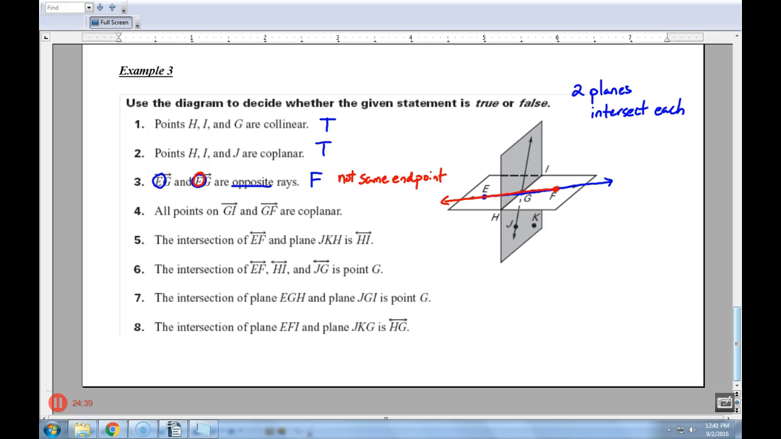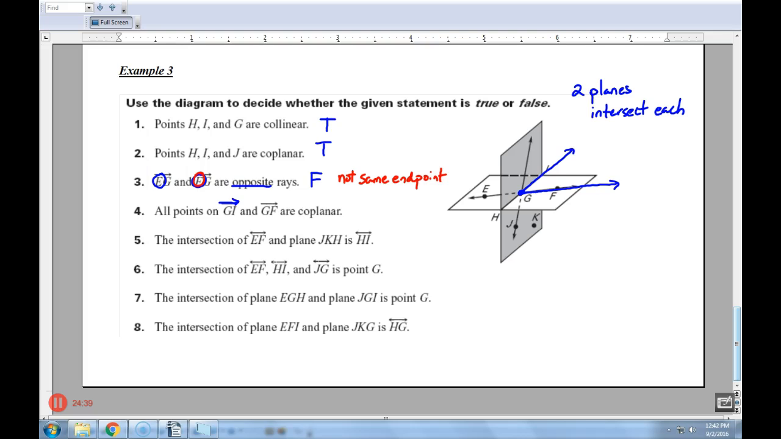All right, number 4. All points on ray, and again I know it's a ray, this is really important here. All points on ray GI, so let's talk about where that joker is. He's right here. Ray GI are all the points on GI and all the points on GF coplanar? Do they all live on the same plane?